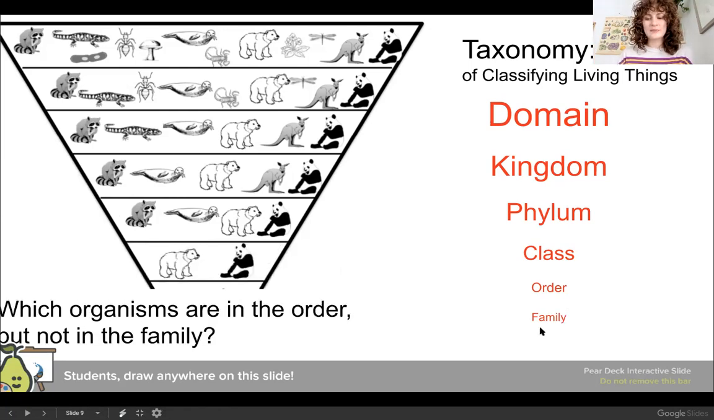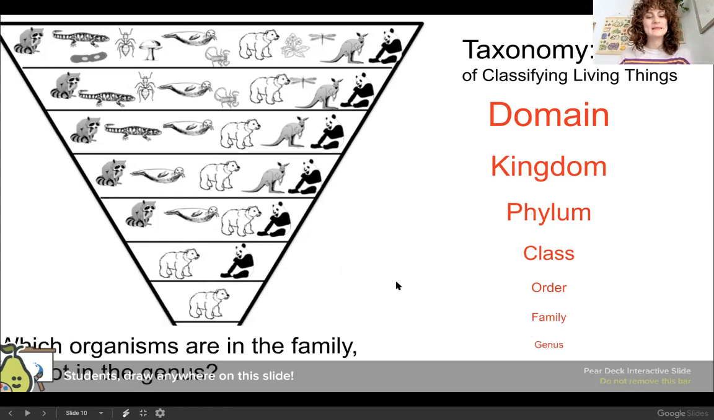And then one step down, getting even more specific, you have a family. So it looks like a panda and a polar bear are in the same family, but we still have 2 steps left. So one step down from family is called a genus.